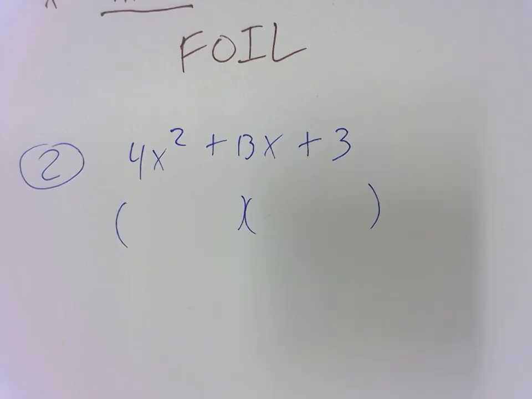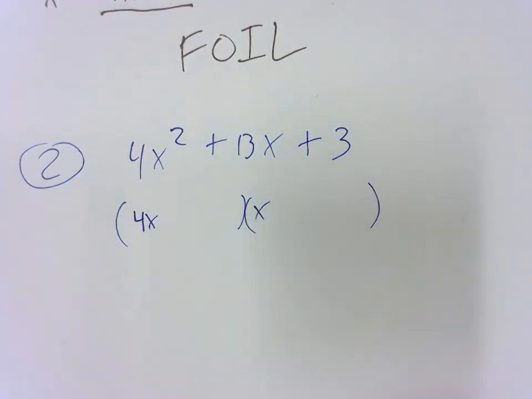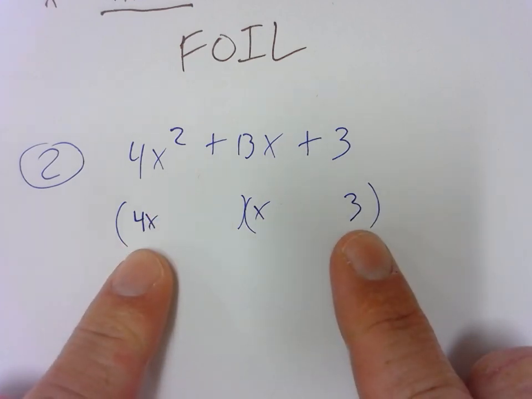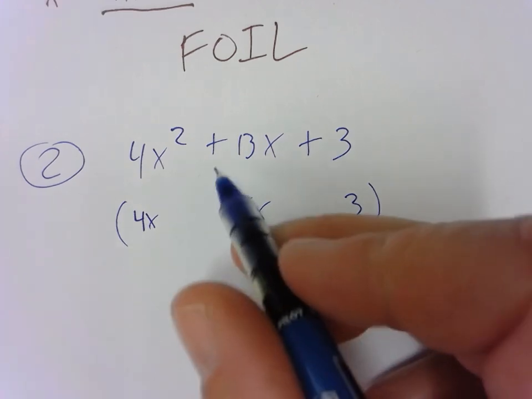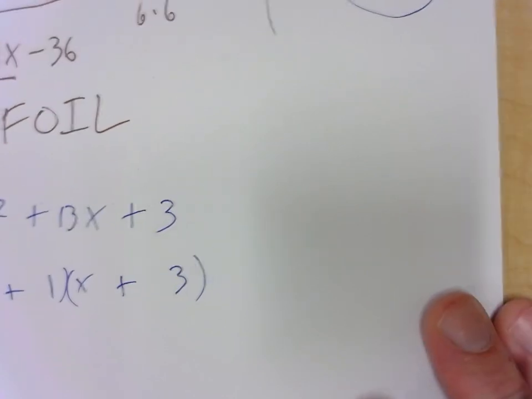And here we go. 4x and x is attractive. We put the 3 opposite the 4. That makes 12, and then 1 goes here. And plus is always plus and plus. In fact, that's a little chart for this.